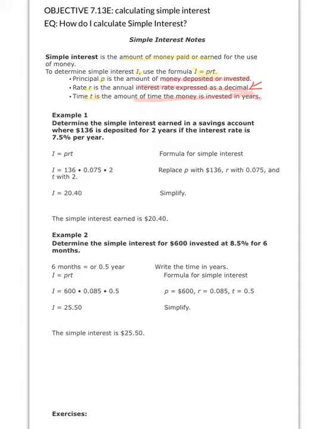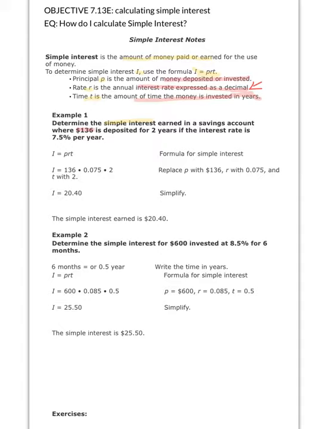Let's look at example 1 here real quick. Determine the simple interest earned in a savings account where $136 is deposited for 2 years if the interest rate is 7.5% per year. When you come across an interest question like this, label everything you possibly can. First of all, you know it's a simple interest question because it says simple interest right here. Second, you'll see these 3 numbers here: 136, 2 years, and 7.5%.